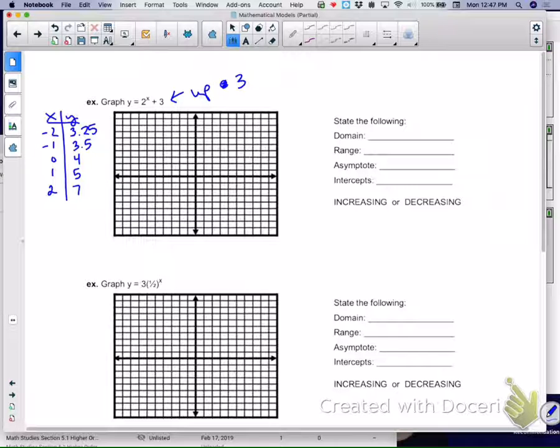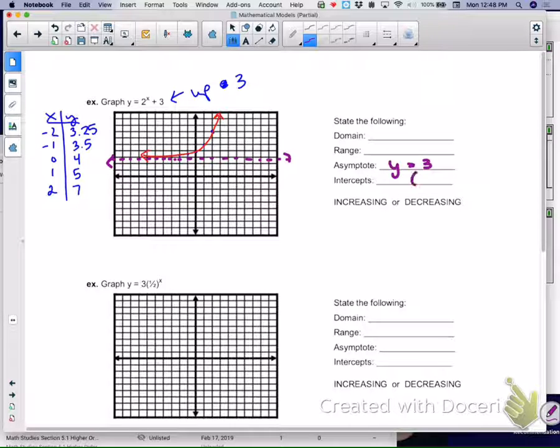Negative 2, up 1, 2, 3, a little bit more than 3. Then we're going to be a little bit more than that. Then 0, 4. Then 1, 5. Then 2, 7. Okay. Now, whether it's obvious or not, in this case, what happened is your asymptote moved up 3 as well. So this is the line that I'm getting super close to but not touching. Okay, so that's going to be y equals 3.